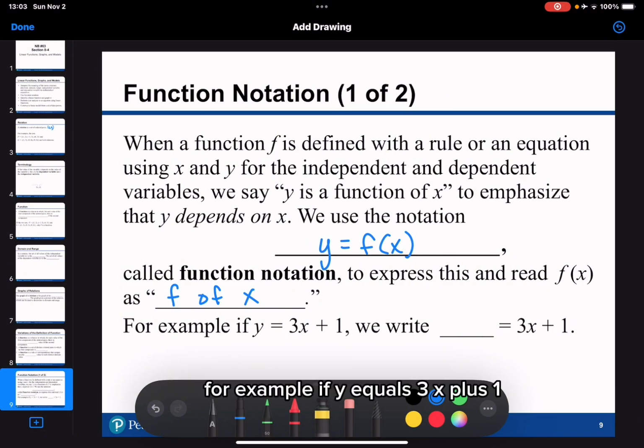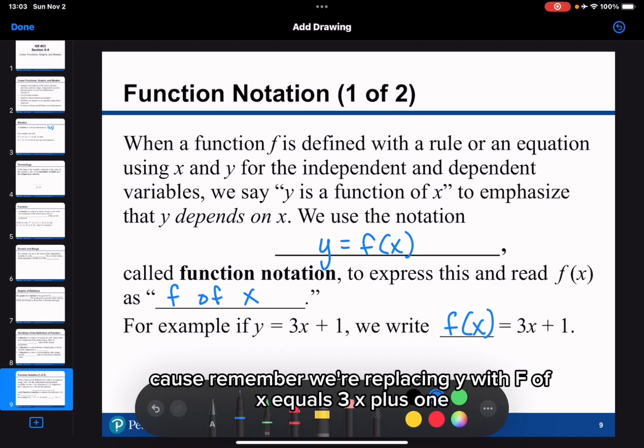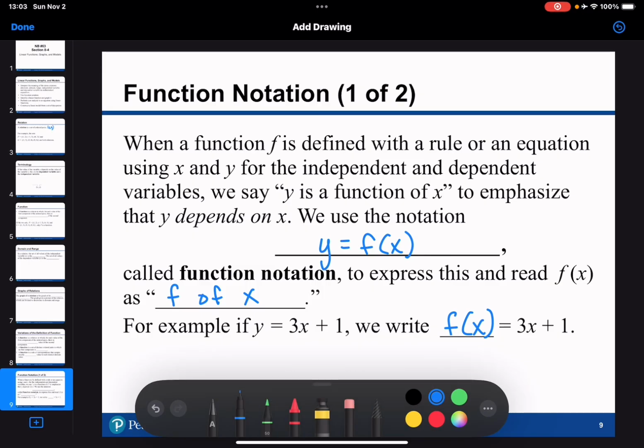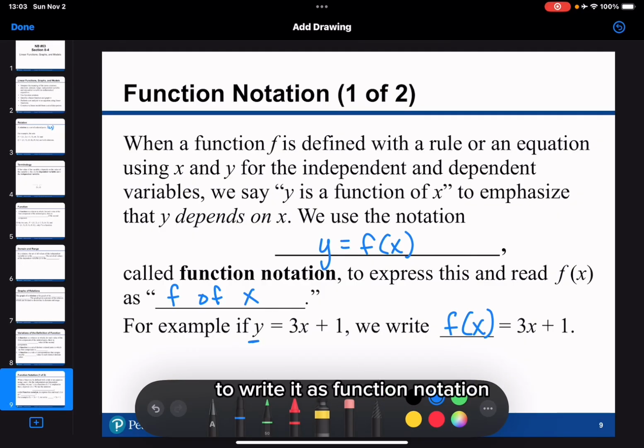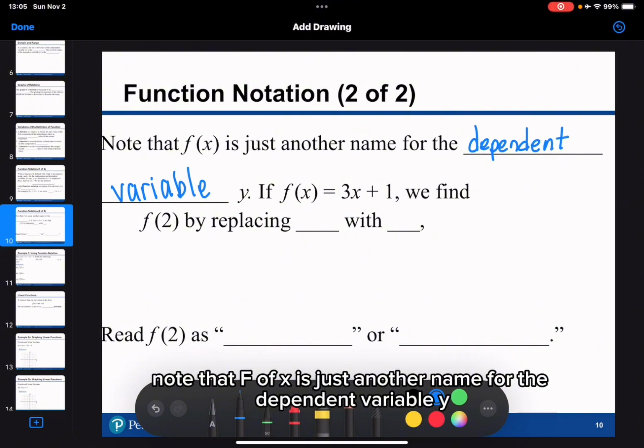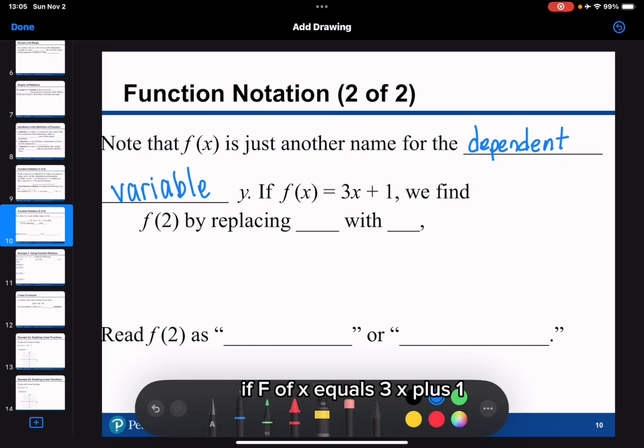For example, if y equals 3x plus 1, then we write f of x, because remember we're replacing y with f of x, equals 3x plus 1. So all we did was substitute the value of y for f of x to write it as function notation. Note that f of x is just another name for the dependent variable y. If f of x equals 3x plus 1, we find f of 2 by replacing x with 2.